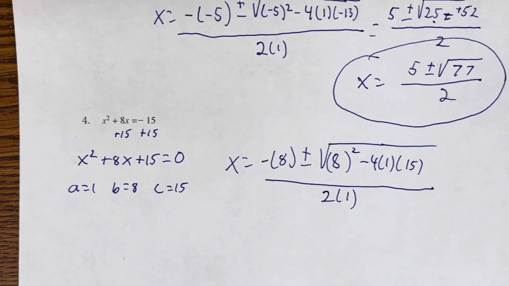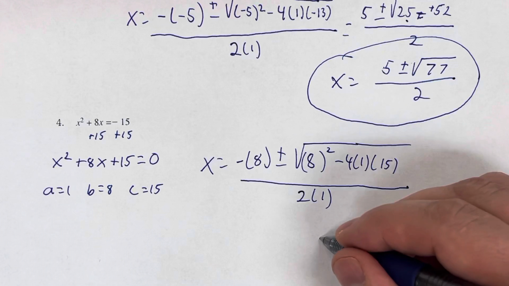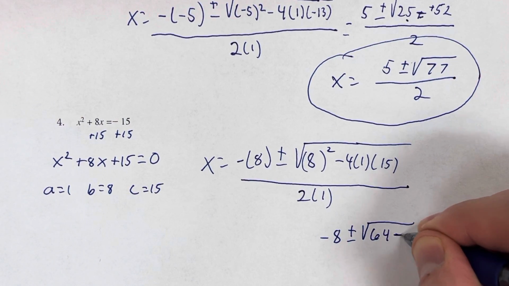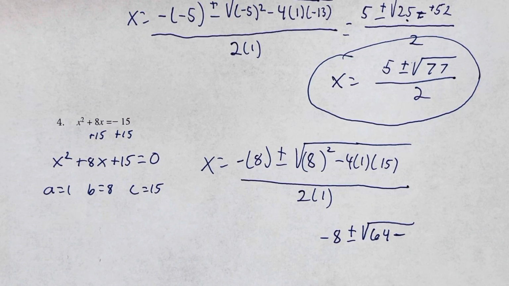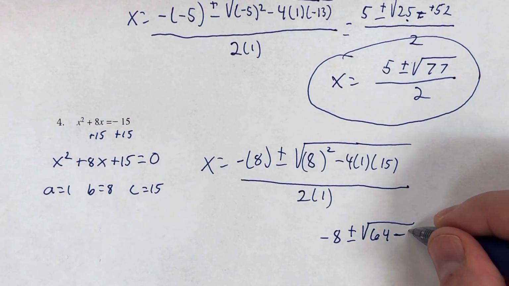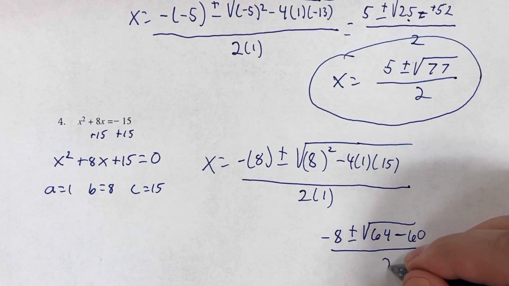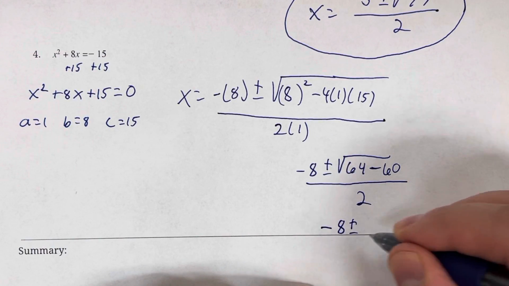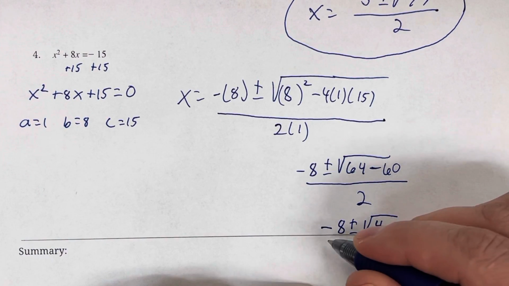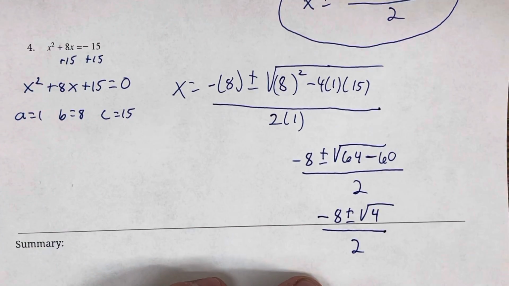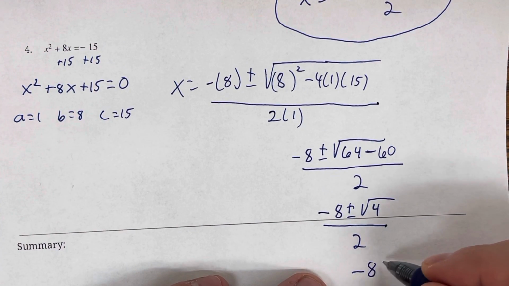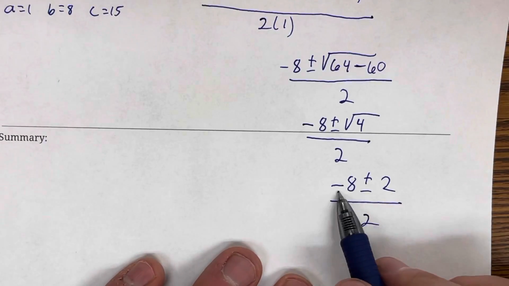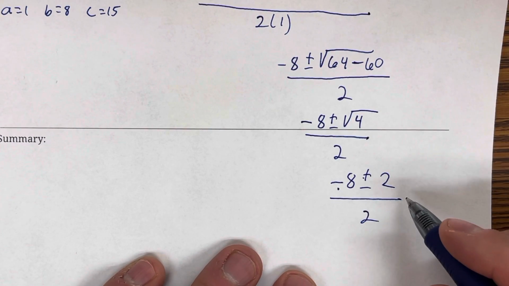Okay? Simplifying it down. Negative 8 plus or minus the square root of 64 minus 4 times 15, which is 60, divided by 2. 64 minus 60, we have negative 8 plus or minus the square root of 4, divided by 2. Now I can take the square root of 4. That's 2, so I have negative 8 plus or minus 2 over 2. Now I can find my two solutions. Negative 8 plus 2 is negative 6.